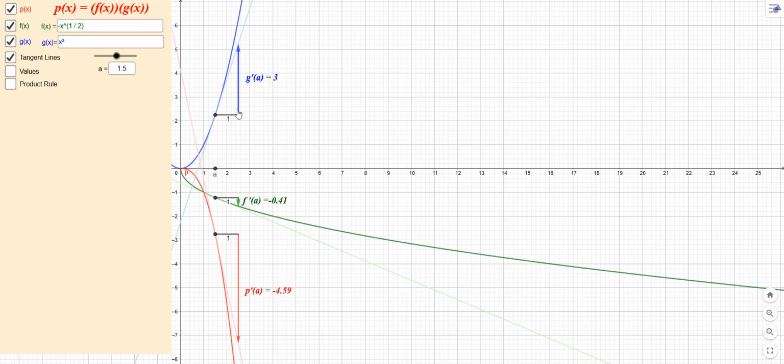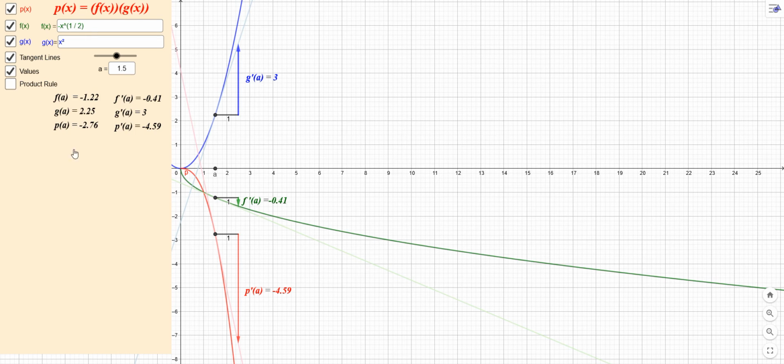So the derivative of g is 3, and the derivative of f is negative 0.41, at least approximately, at that particular value of a, which at the moment is 1.5. Well, what happens if we multiply those two together? Do we get this down here? Let's see. Well, 3 times negative 0.41, I believe, is about negative 1.23. And yet, if you look here, the derivative of the product is not anywhere close to that, really. It's negative 4.59. So in fact, it doesn't work out.